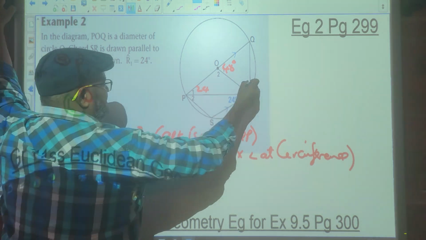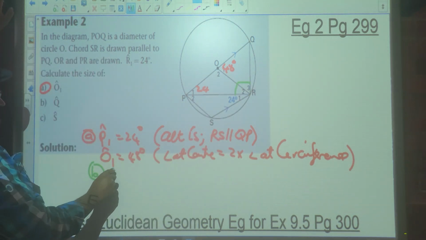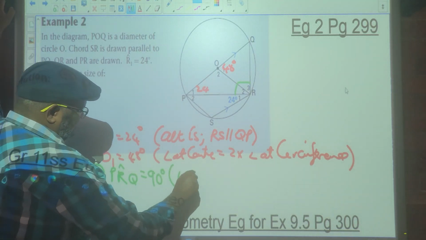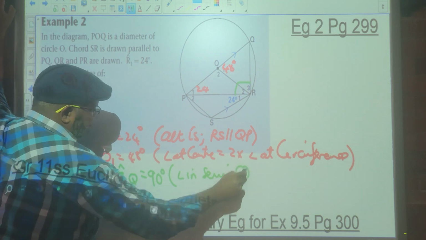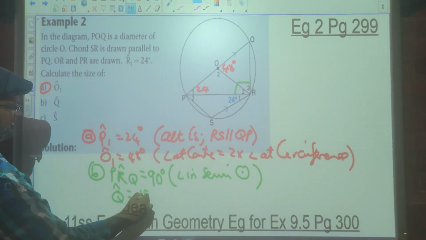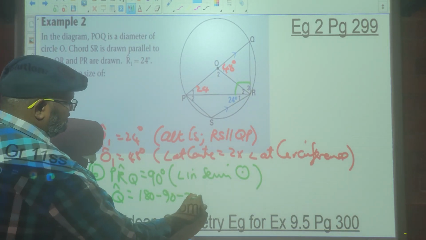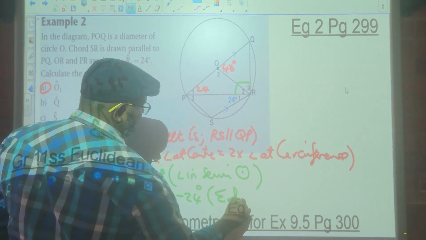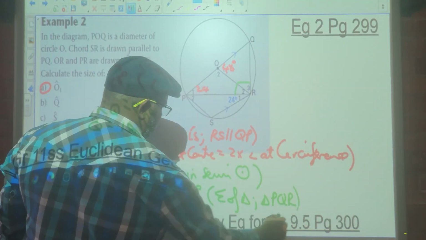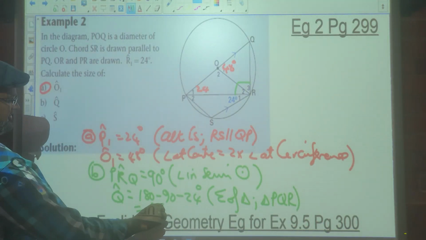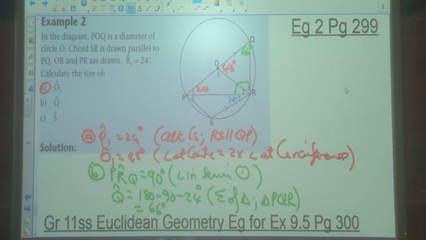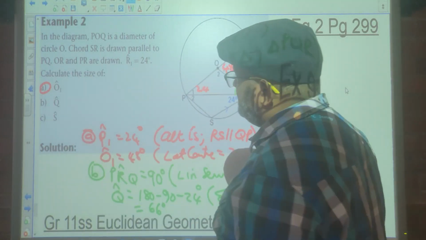This was 90 degrees. I said it earlier on. So P or Q is equal to 90 degrees. Why? Angle in semicircle. Okay. And then angle Q is 180 minus 90 minus 24 degrees. Why? Sum of triangles. And this triangle PQR gives an angle of 66 degrees. Okay. You all agree with that?